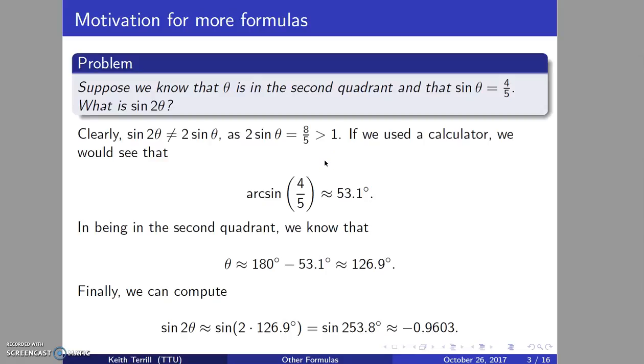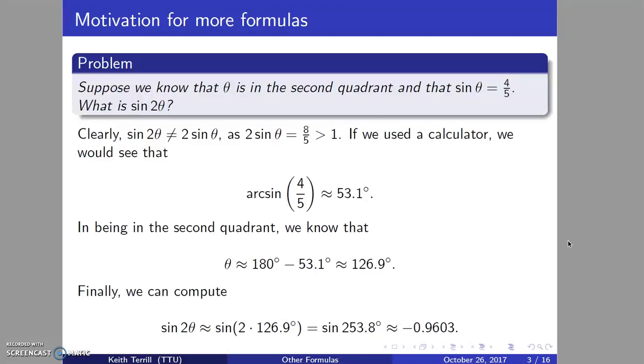So, with that not at our disposal, maybe we'd bust out a calculator, find the arc sine of 4 over 5, which is 53.1 degrees, give or take. But we can't just double this and find the sine of 106.2 degrees, because that's not what I want either. I know theta's in the second quadrant, and this value's in the first quadrant. So to find my actual value for theta, I would have to subtract it out of 180. That would be 126.9 degrees. So if I were using a calculator, I could double that, find the sine of 253.8, and I would get about 0.9603.